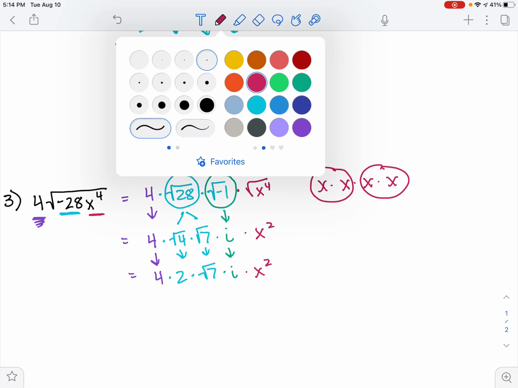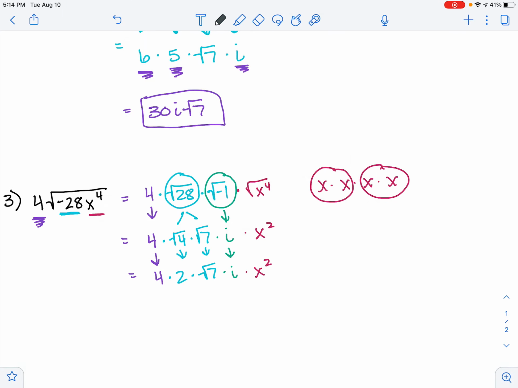The only thing I have left to do is to multiply all of my coefficients together. So 4 times 2 is 8, times i times x squared is 8i x squared. And then I just need to bring down the square root of 7. Again, this is all one term, because terms are separated by addition and subtraction symbols. So our answer is 8i x squared square root of 7.